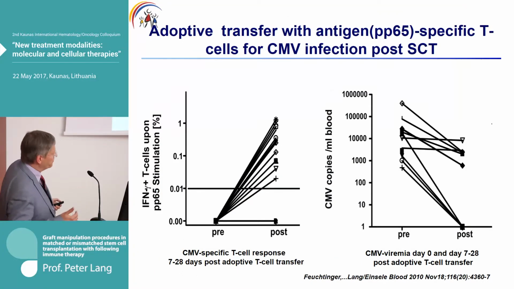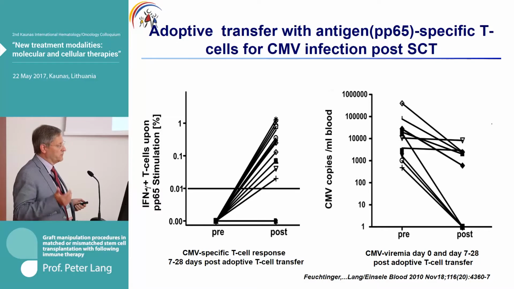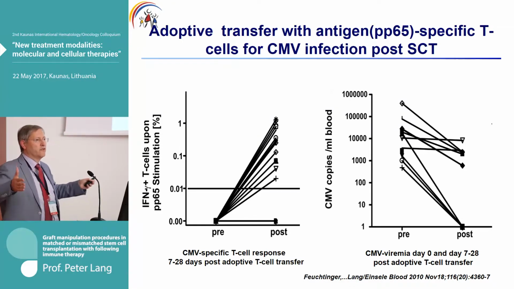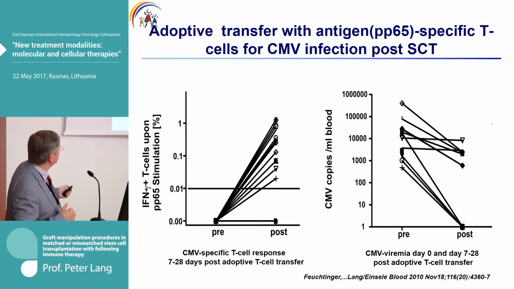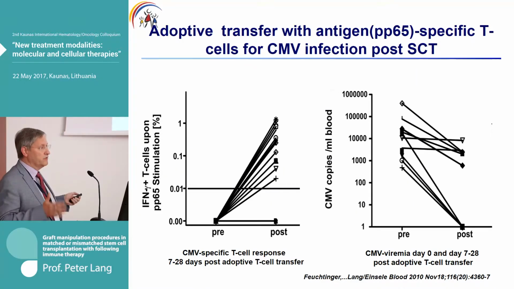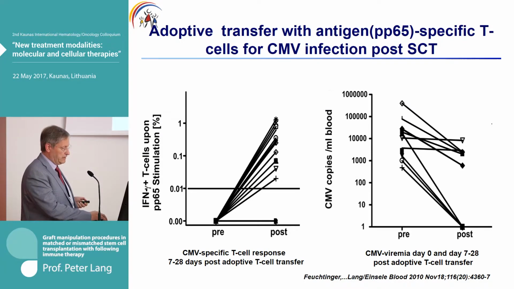Here you can see the adoptive transfer of antigen-specific T cells for CMV as an example. These patients had no detectable antigen-specific T cells prior to adoptive transfer. After adoptive transfer, almost all patients showed an in vivo expansion of this very low amount of specific T cells. And exactly these patients were able to reduce their viral load or to become completely negative for CMV. If there is no in vivo expansion, we could not find a clinical effect.